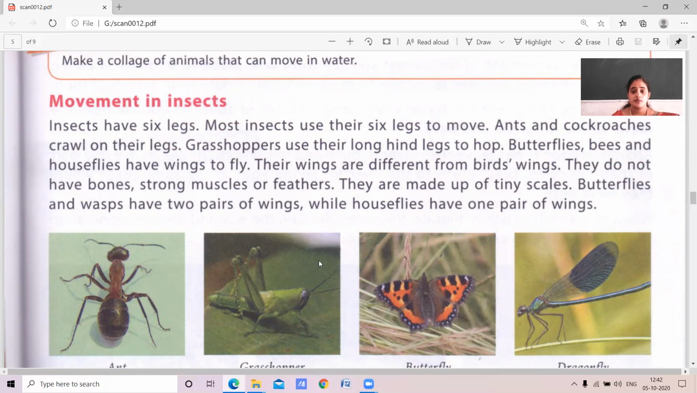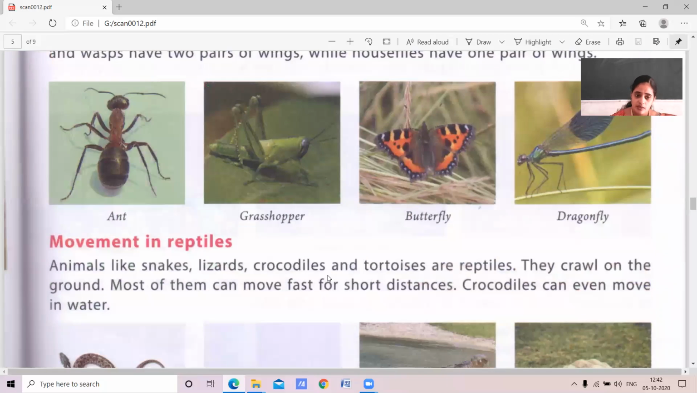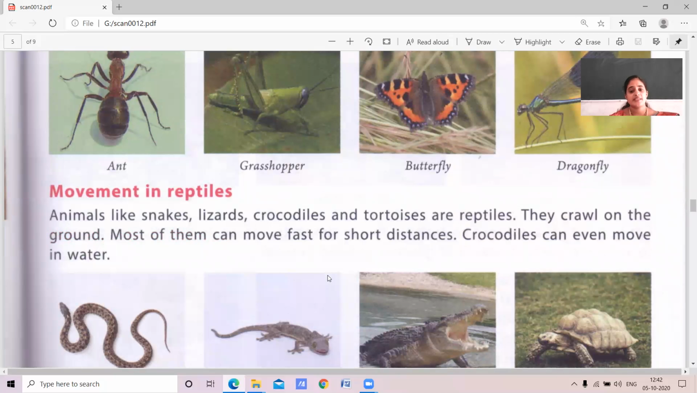So in insects, we have seen the legs, and the wings of butterflies, bees, and houseflies. We have noticed which parts we use for moving. Okay. So, come to the movement that takes place in reptiles. Reptiles are a group of animals. They will crawl. By crawling, they show the movement, children.